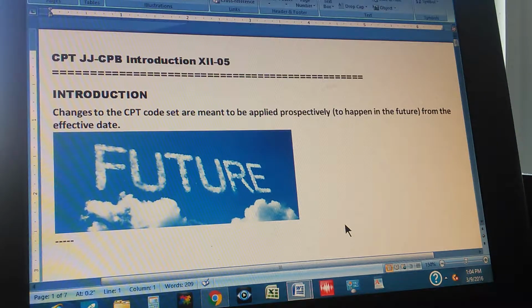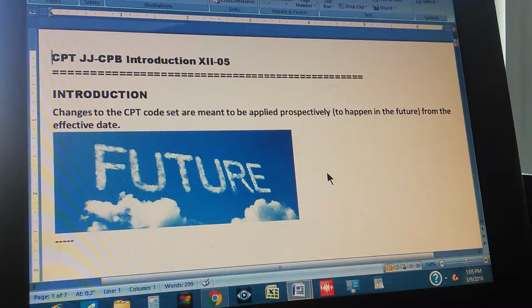JJ-CPV Introduction, page 12, part 5. Introduction. Changes to the CPT code set are meant to be applied prospectively, to happen in the future from the effective date. Okay, and we got a picture there just so you can remember that they are supposed to be happening in the future, right?